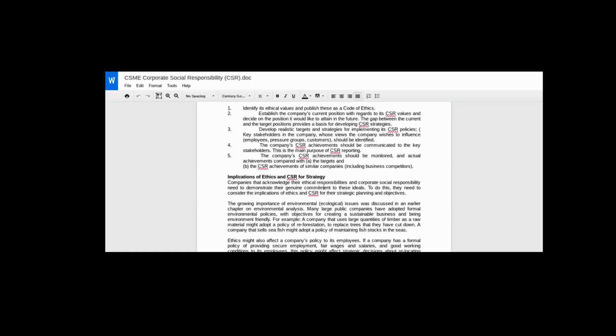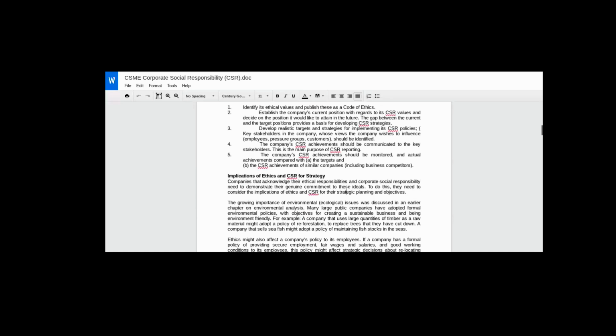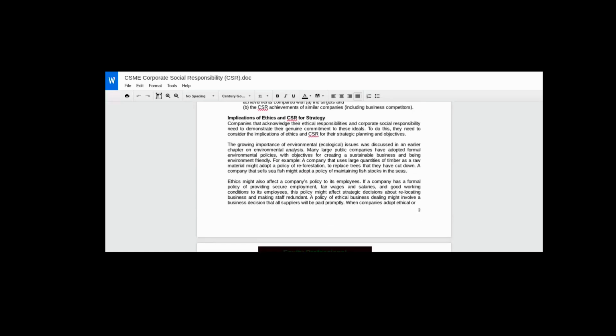Another implication of CSR is that it aligns the company's strategic planning to the ethical, moral, and objective of the company. Another implication of CSR is that it helps to avoid reputational damage and promote corporate image.